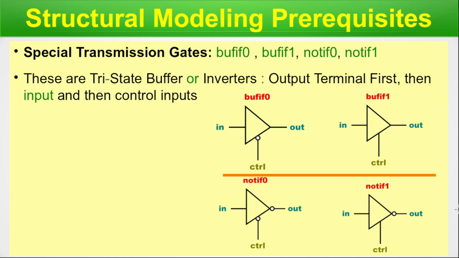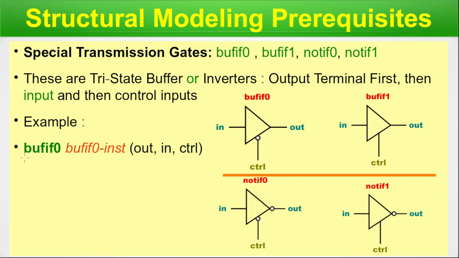These are tri-state buffers or inverters: output terminals first, and then input and then control are inputs. Example, buff if 0. Here this is a reserved keyword, and hence in this particular slide I have kept the color green for the reserved keywords, and this is your instance name, and you can see here out, in, and control. This way you have to instantiate the defined gate.